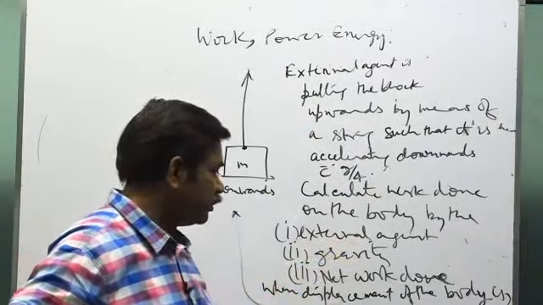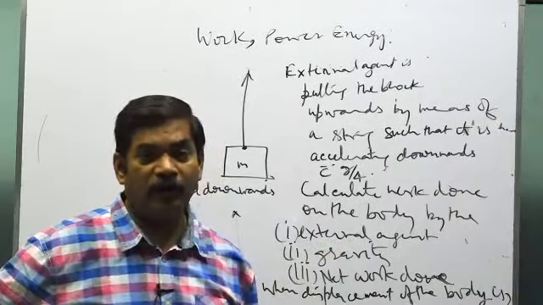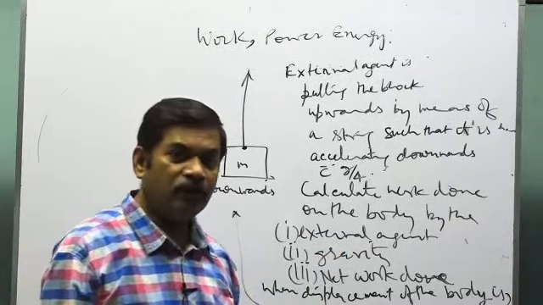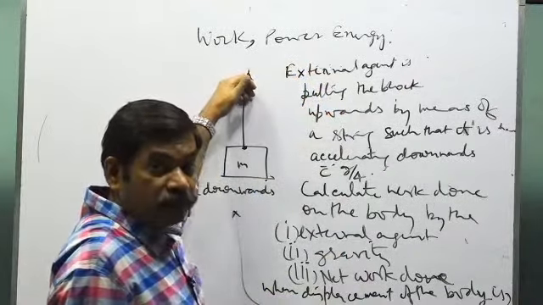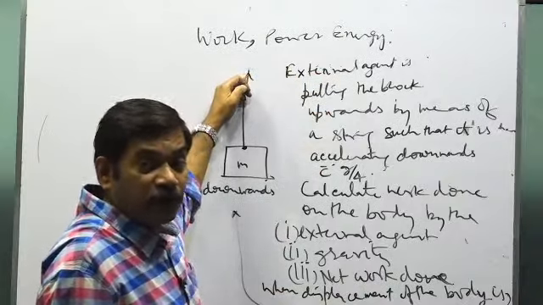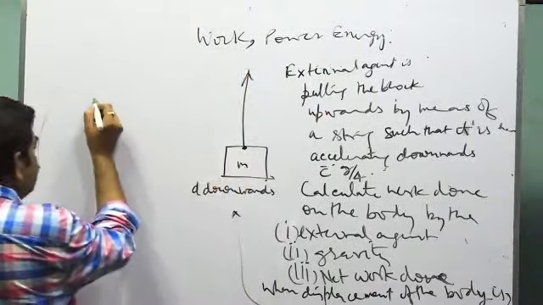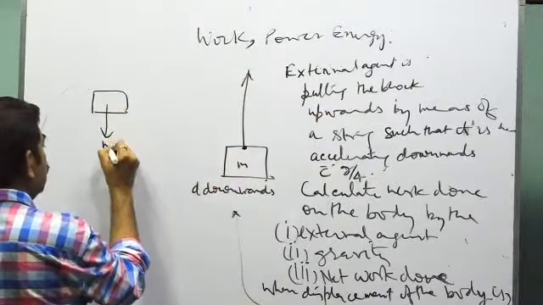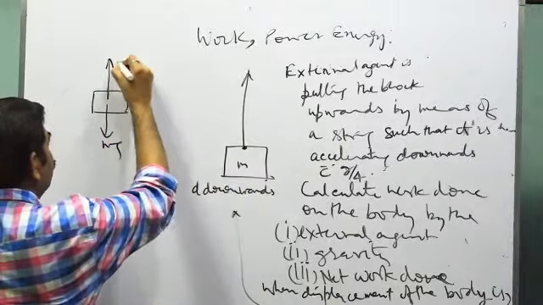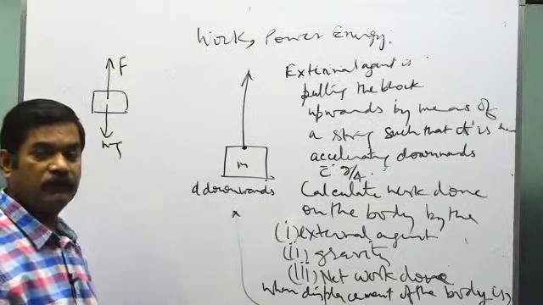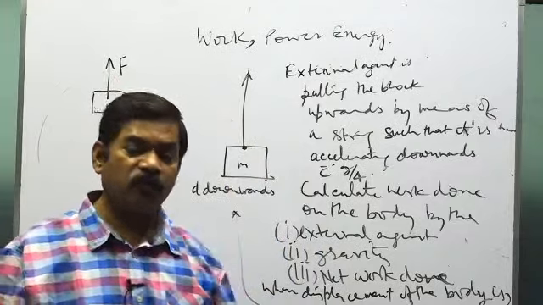you have to calculate how much is the work done by the external agent, how much is the work done by gravity, and how much is the net work done on the body. So first of all, I will explain how it can happen that the body is pulled upwards by a force applied upwards, but the body is going down. Let's mark the forces acting on the body. mg is downwards, and by means of a string, we are applying force F upwards. We are pulling the string with a force F upwards, and mg is acting downwards.